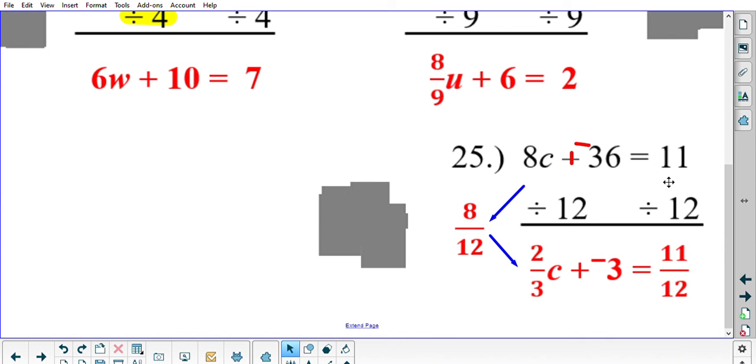And that concludes the second page of the guided notes called Working with Equations Like Their Balances.